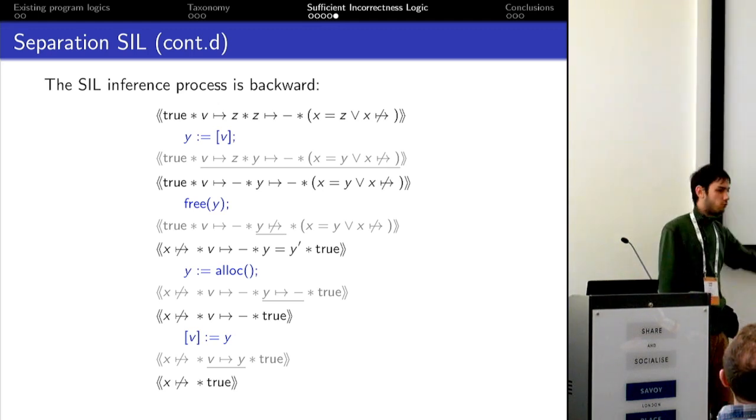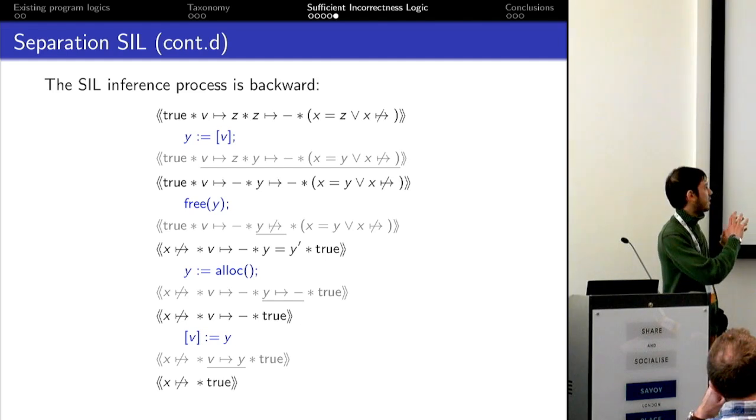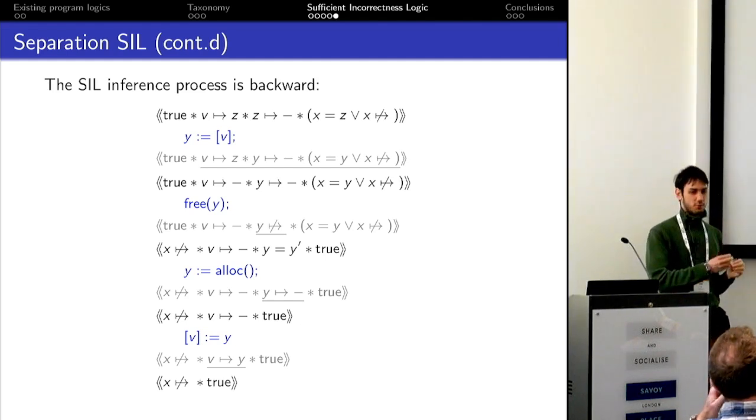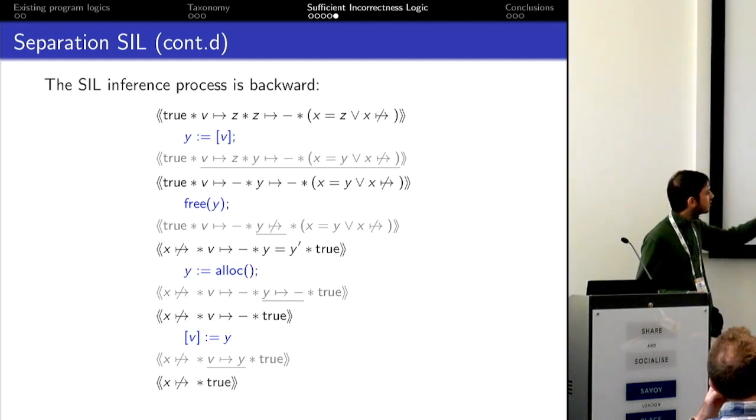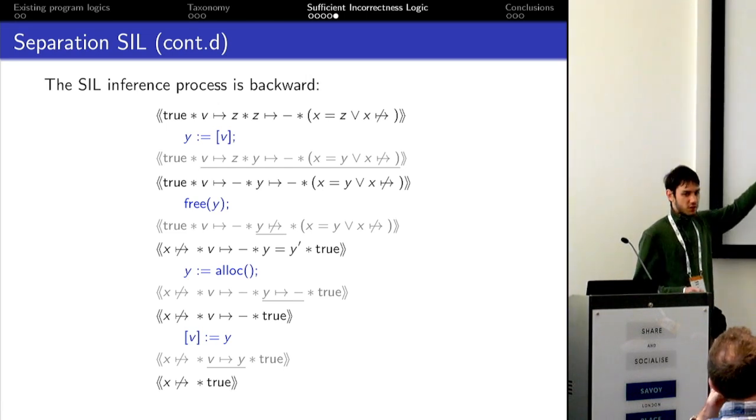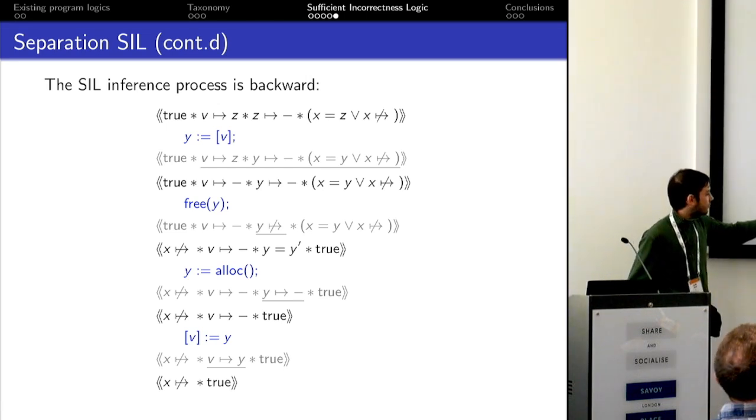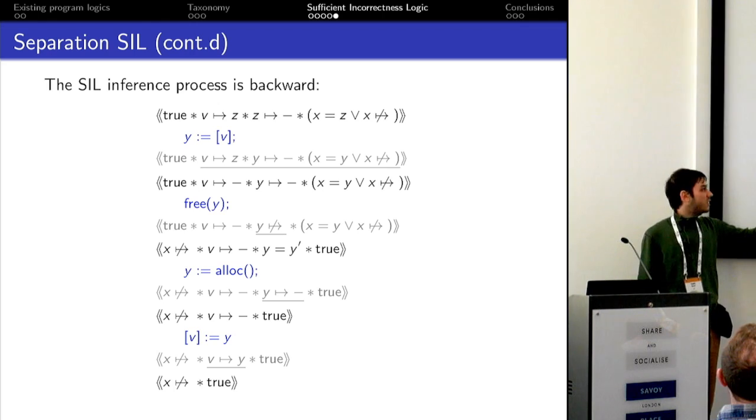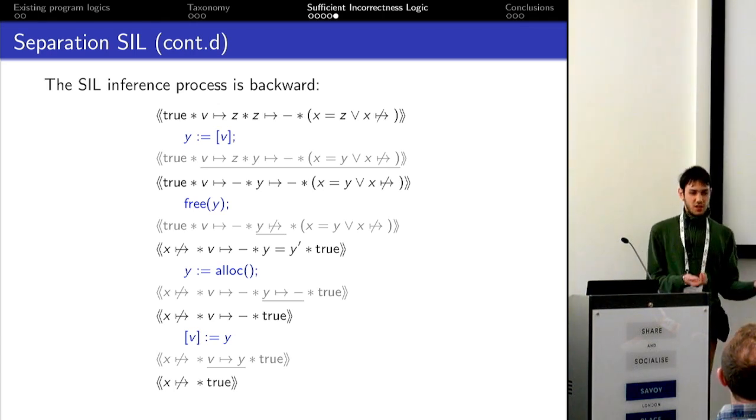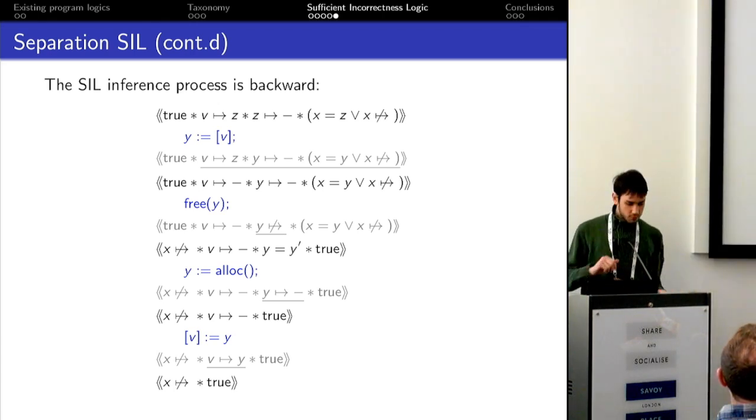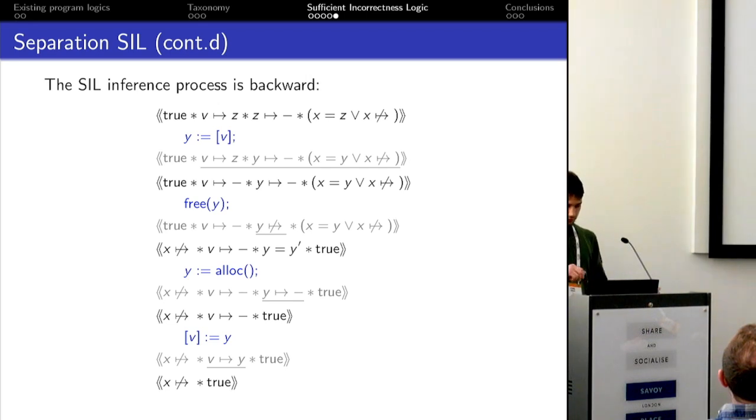This is not the full proof, of course. This is just a part of the proof, but it's an interesting part because it really shows how the proof process goes from the error post-condition up to the interesting precondition. And this is, as I said, basically the idea of SIL, and this is our proof system, separation SIL, which is SIL instantiated for separation logic.